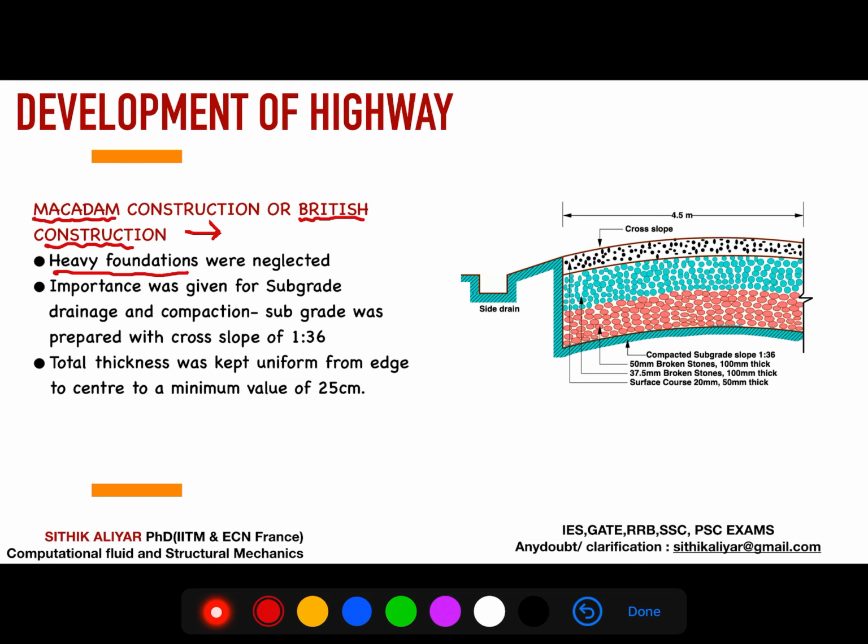What is the major thing he has done? Heavy foundations were neglected. You can see in the figure, the heavy foundations were the main thing in Trésaguet and Telford construction, but he found that heavy foundations do not make any big difference. We don't need such heavy foundations in the road. So what he introduced, you can see, is the layer of rocks. The first layer is 20 mm aggregates, this is 20 mm, this is 37.5 mm. You can visualize it, right? It's just 2 centimeters, 3 centimeters, up to 50 mm aggregates.